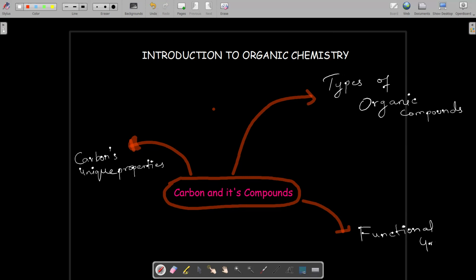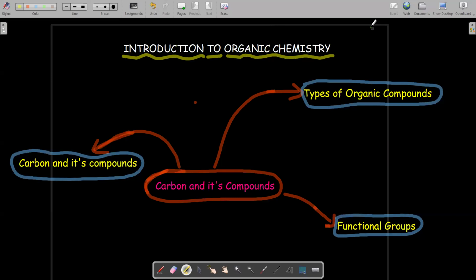So today we are going to look into the unique properties of carbon. What are the types of organic compounds and what are the functional groups? So let's begin. That looks neat.